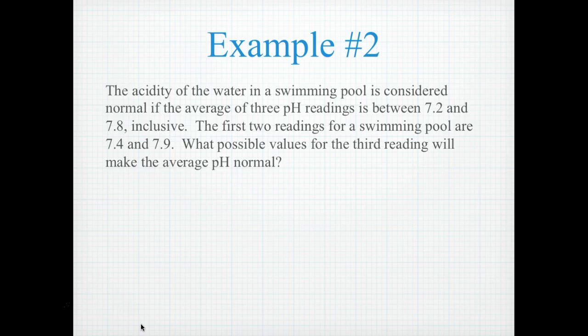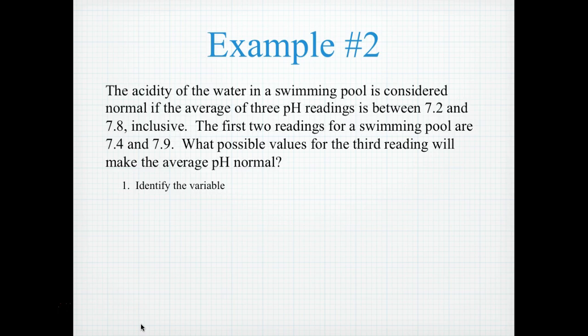In our second example, we're going to work with a conjunction. So the acidity of the water in a swimming pool is considered normal if the average of 3 pH readings is between 7.2 and 7.8 inclusive. The first two readings for the swimming pool are 7.4 and 7.9. What possible values for the third reading will make the average pH normal?